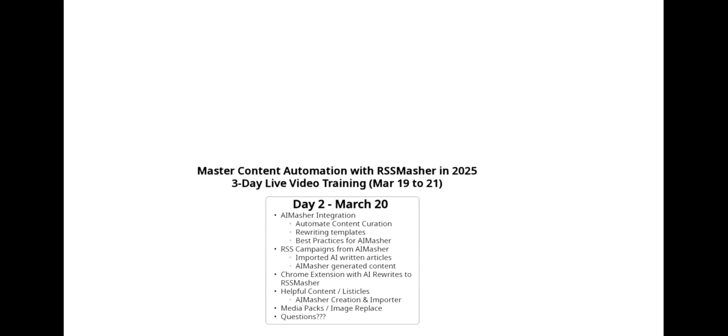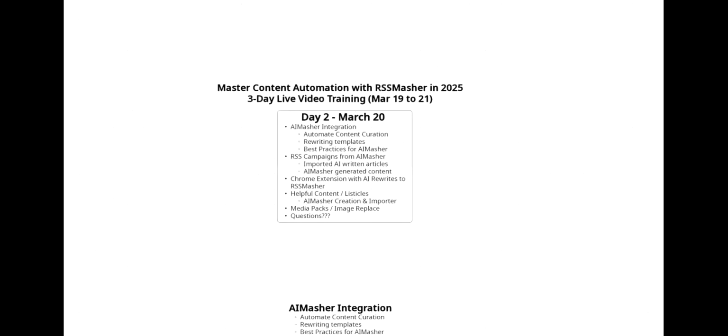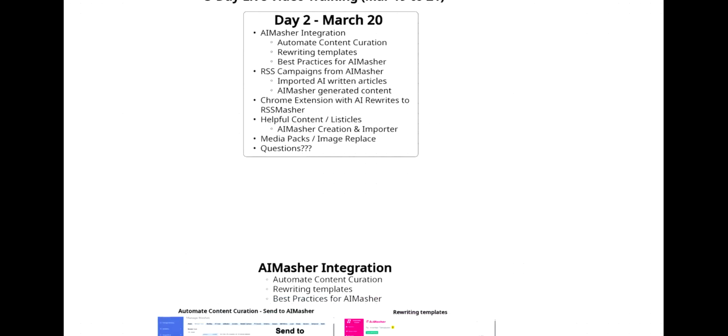Okay, you can add money hooks at the bottom of these ads. We talked about the Chrome extension, and I showed you exactly how to use a Chrome extension with the article template to create a really good article rewrite from an article you find on Google. Okay. Then we talked about helpful content. I showed you the easy button was create them all inside of AIMasher under the blog amplifier. And then the only thing I didn't get to is image replacement.